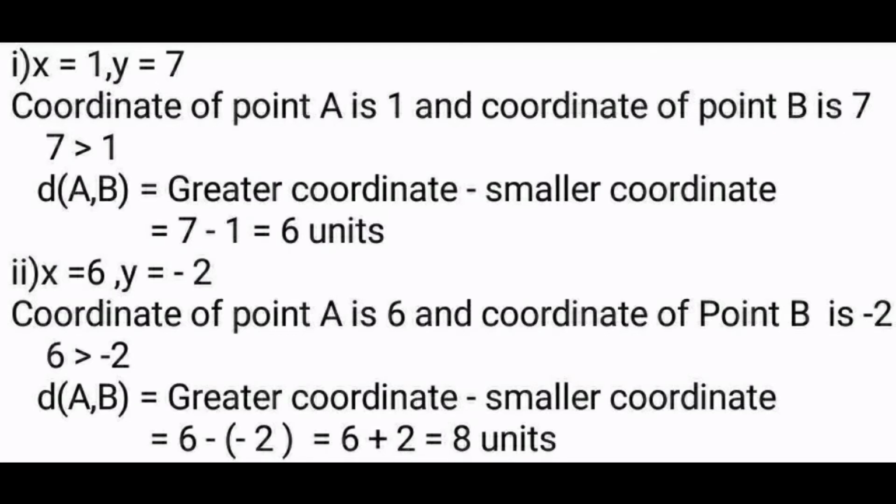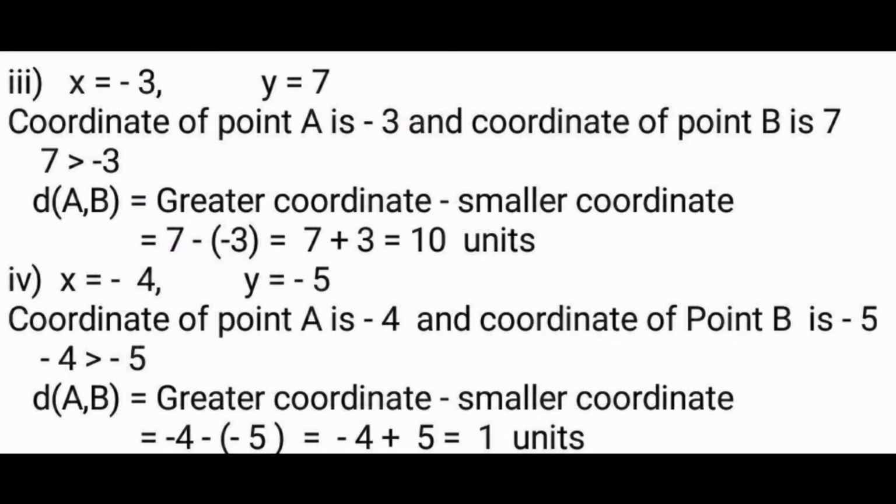Now sub question number 2. When x is equal to 6 and y is equal to minus 2, that is coordinate of point A is 6 and coordinate of point B is minus 2. 6 is greater than minus 2. So distance AB is equal to greater coordinate minus smaller coordinate, that is 6 minus minus 2, that is 6 plus 2, and therefore distance AB is equal to 8 units.